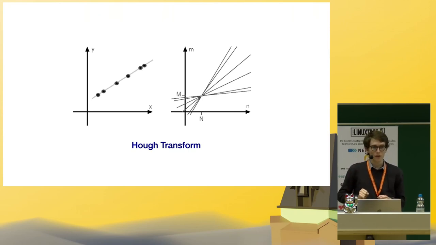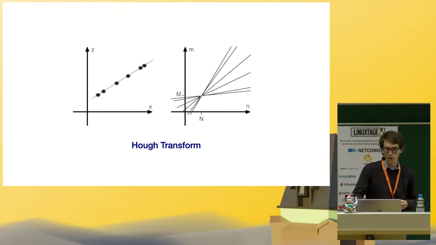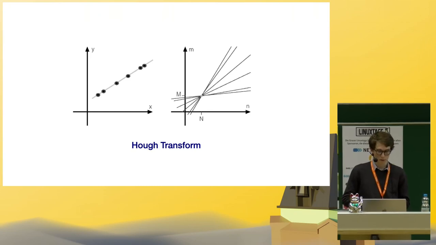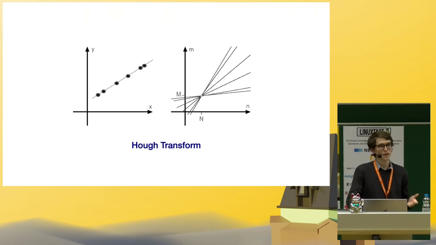But instead, if you have more of those points, all those distances from center and angles will have a maximum in one point that will be the parameters of the line that we're looking for. You see that it's already a bit of a complicated concept, even though it uses quite simple math. But to understand it, you have to see it visually.